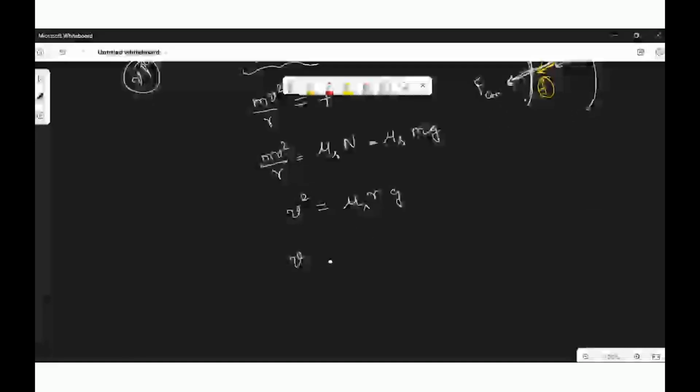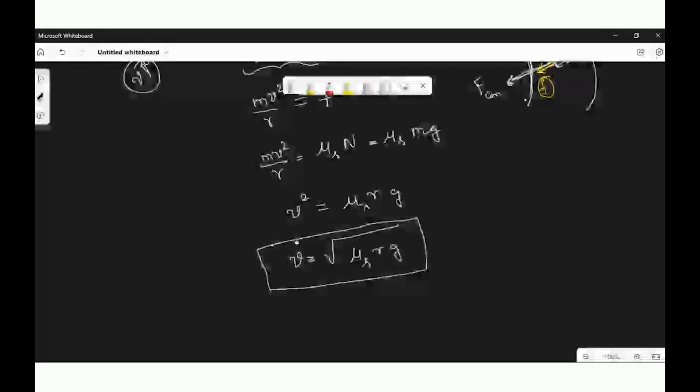or the maximum safe speed will be square root of mu s r g. Okay, root of mu s r g. So this is the maximum speed with which a vehicle can move on a level road without skidding, or it's called the safe speed. The words will be used like that, without skidding. Is it clear?